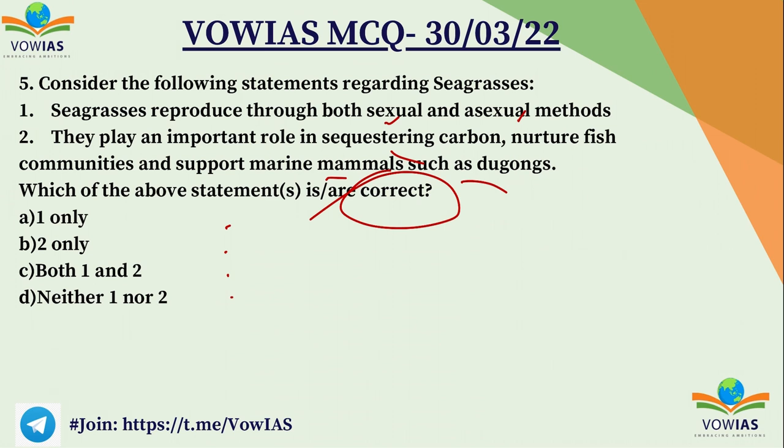So if you see the seagrass, they can reproduce both through sexual and asexual methods. So the first statement is right. And the second statement says they play an important role in sequestering carbon, nurturing fish communities, and supporting marine mammals like dugong. This is also right. So C, both 1 and 2, is the correct answer.